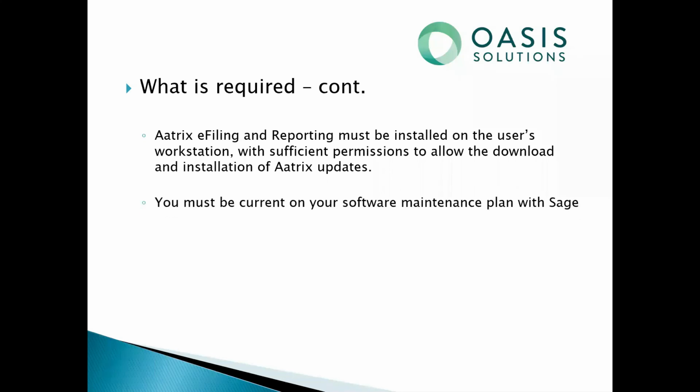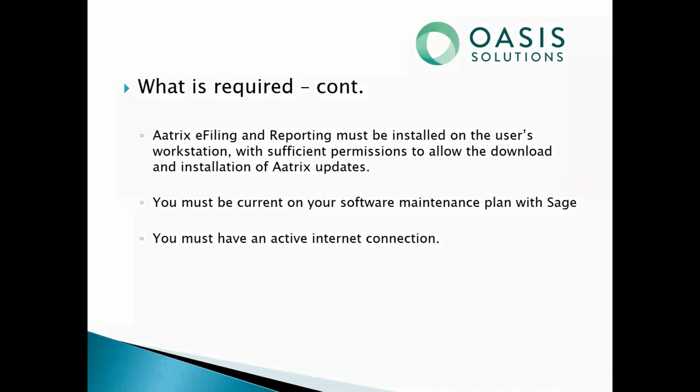So, as you get close to the end of the year, when you get into Atrix, it will have updates that it will want you to download related to the year end for 2020. You also do have to be current on your Sage subscription plan in order to be able to have access to Atrix. If you let your subscription plan with Sage expire, then you will no longer have access to the Atrix product. You also have to have an active internet connection in order to use Atrix.